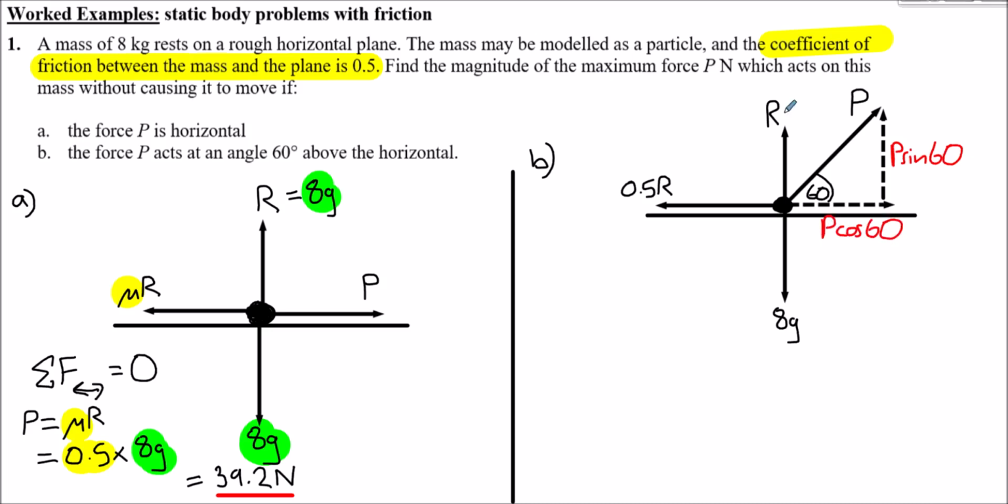So it's still just about in equilibrium. So in the same way, we can consider forces going horizontal. They'll be equal to 0. They'll be equal and opposite. So based off this, P cosine 60 must be equal and opposite to 0.5 R. That's equal 0.5 R.